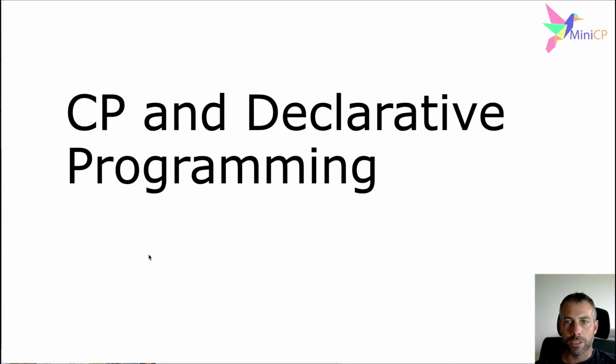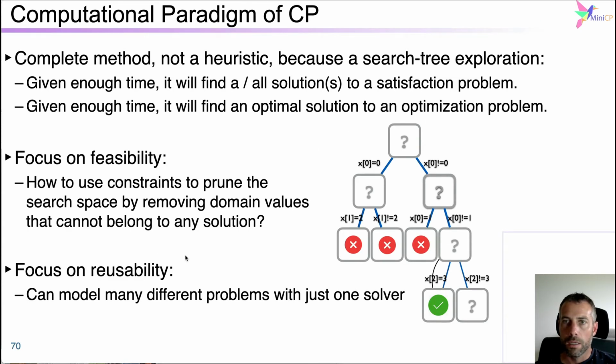Constraint programming is the declarative programming paradigm. Let's see what it means. So if you remember, constraint programming is a complete method. What it means is that, granted you give it enough time to solve the problem, it will either find a solution or it will prove that no solution exists. That's a little bit different from heuristics, because heuristics most of the time don't offer that kind of guarantee.